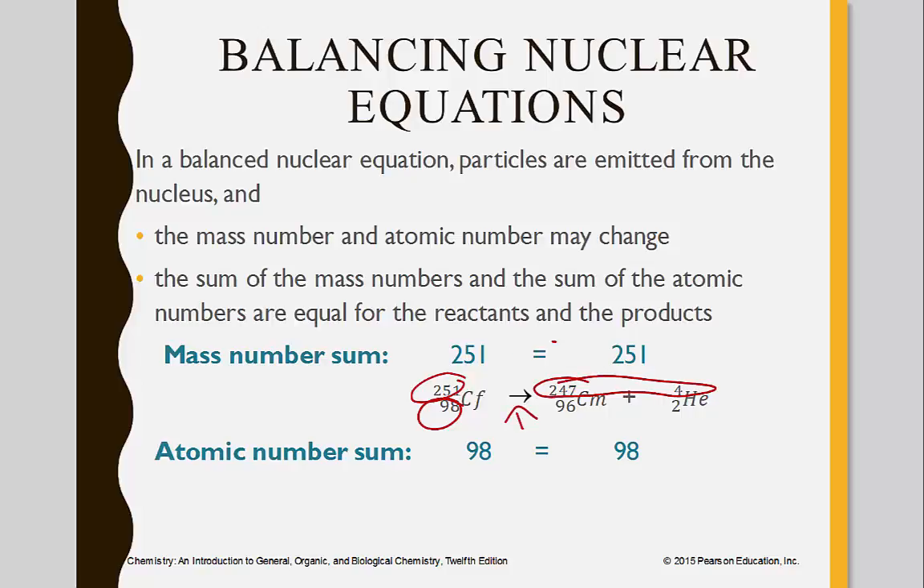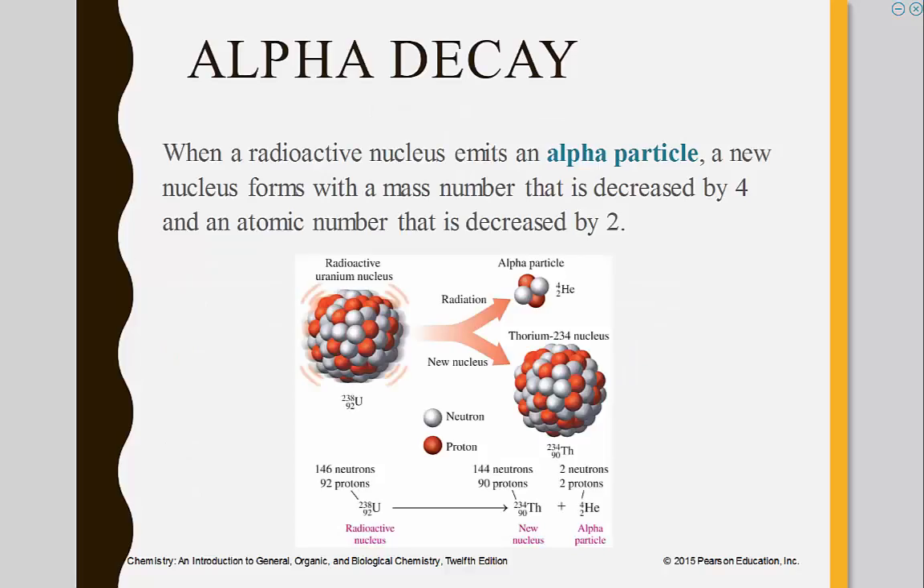So that's why I have an equal sign up here. So 247 plus 4 is equal to 251, which is what we started with. 96 plus 2 is equal to 98, which is what the bottom number was. So think of the arrow as an equal sign.